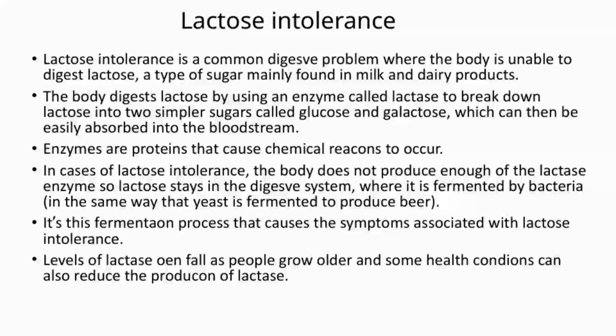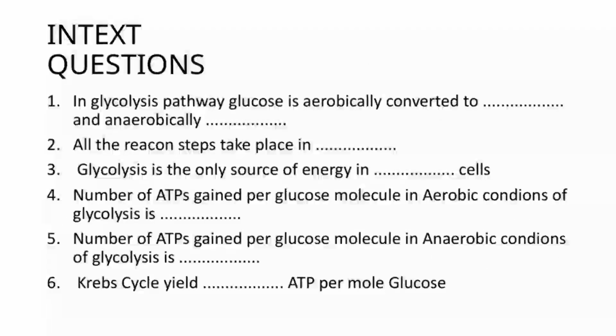In the glycolysis pathway, glucose is aerobically converted to carbon dioxide and water, and anaerobically converted to lactate. All the reaction steps take place in the cytoplasm of the cell. Glycolysis is the only source of energy in anaerobic cells, where oxygen is not available. The number of ATP molecules gained per glucose molecule under aerobic conditions is about 36, while under anaerobic conditions, it's only 2 ATPs. As for the Krebs cycle, it yields approximately 2 ATPs per mole of glucose.